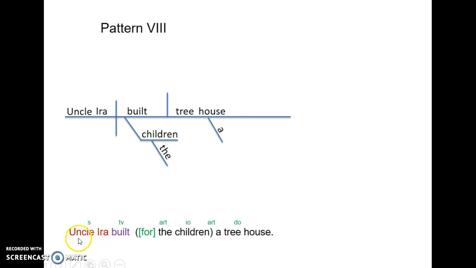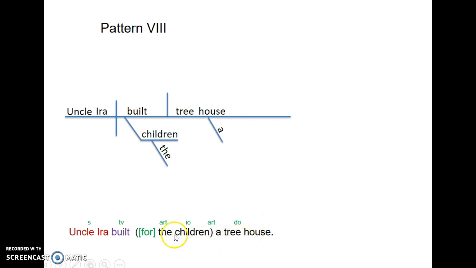This one we have Uncle Ira as the entire subject because it's a title. So we put that in the subject slot. Built is the verb, and he built what? He built a tree house. Again, we're treating that as one unit.